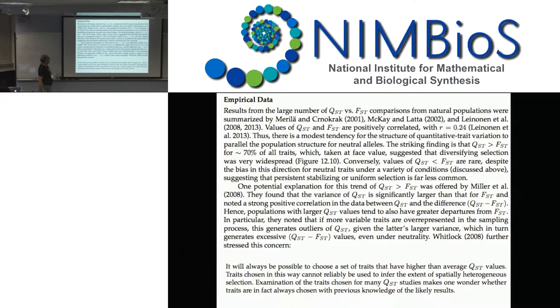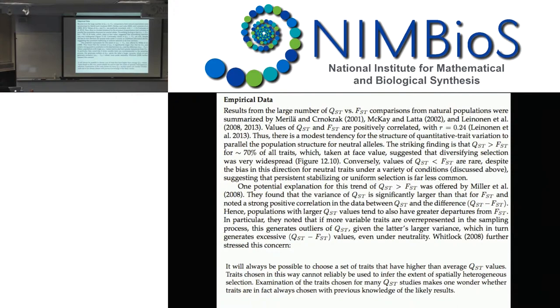Well, there's two problems. Number one, the variance of QST is much larger than the variance of FST, and that often leads to this condition. But the more important thing is ascertainment bias. You're a biologist. You're out there looking at your trait. You go, wow, that trait looks pretty divergent. Let me test it with QST, FST. You've already introduced a bias by not picking a random trait, but by taking a trait that you say looks unusual. Unless you correct for that sampling error, which no one does, it's a biased estimate.